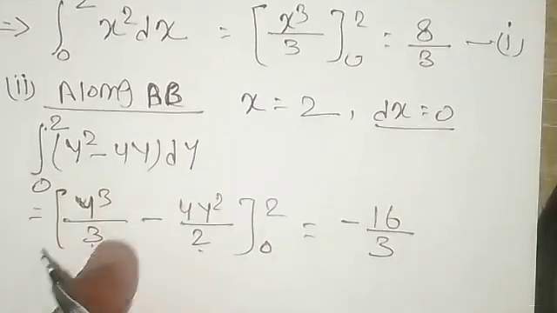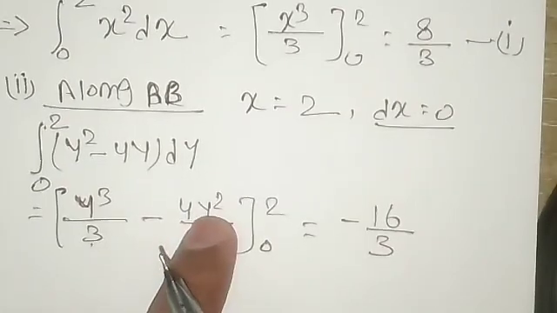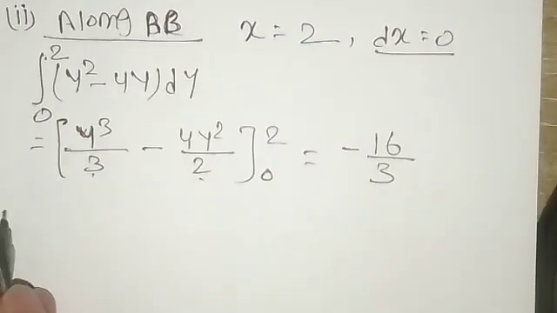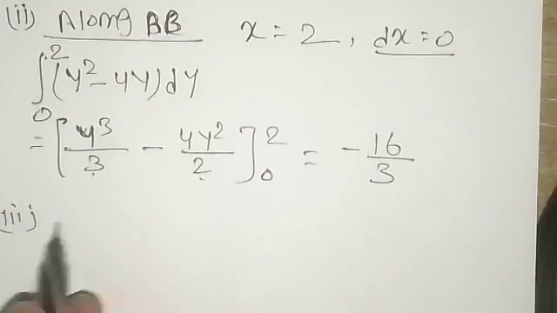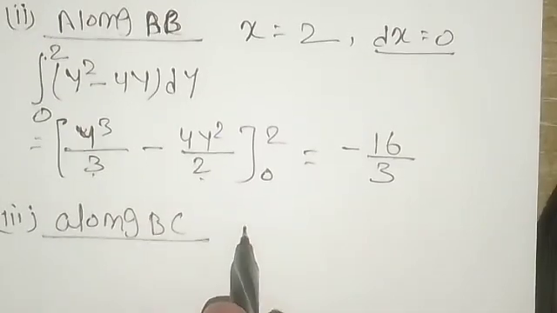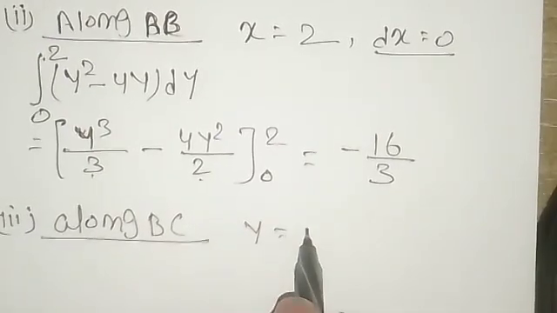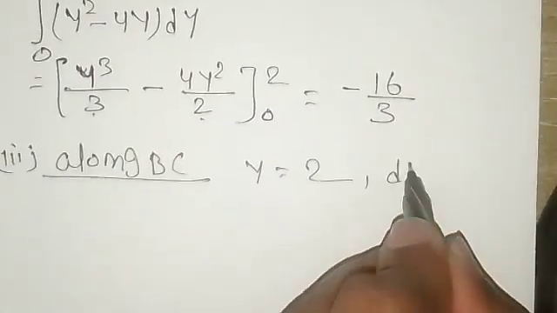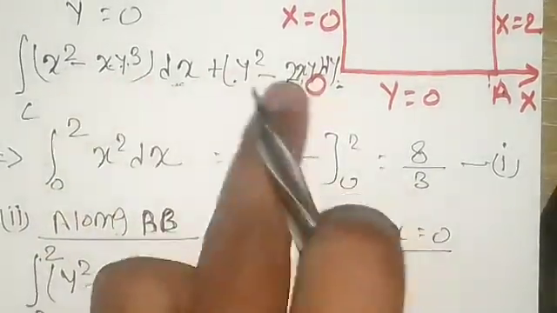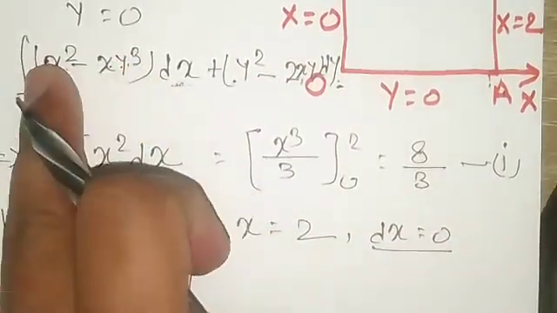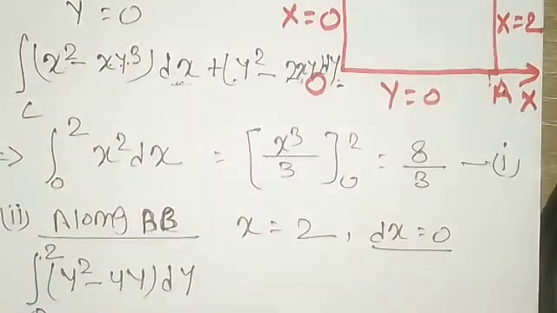Okay, this is correct. Y³ by 3 and 4y² by 2, that is 2y², and this is 4 into 8, right? Now you have the third vertices, which is nothing but BC, right? So along BC, you have y equal to 2. So when y is equal to 2, if you differentiate, dy will be 0, right? So if you evaluate the given curve, dy is 0, so this whole term will be 0. We have only this, and y you have to take as 2, so it is x² minus x into 2³, that is 8x, right?